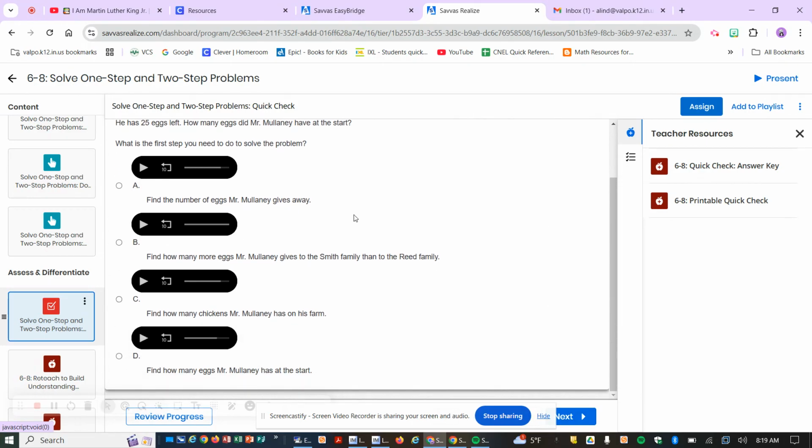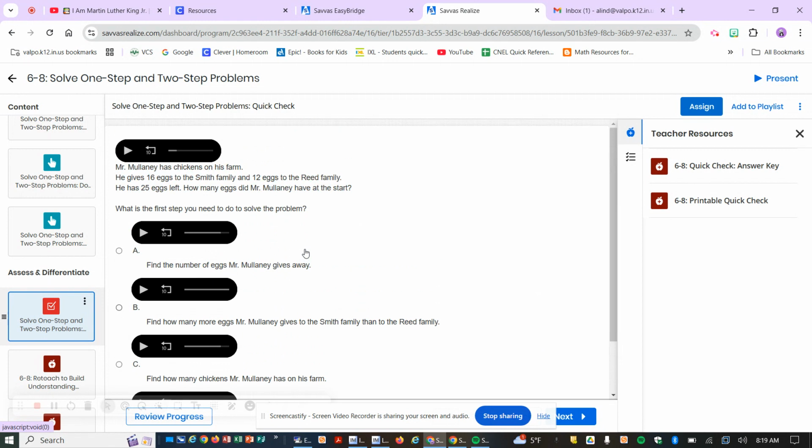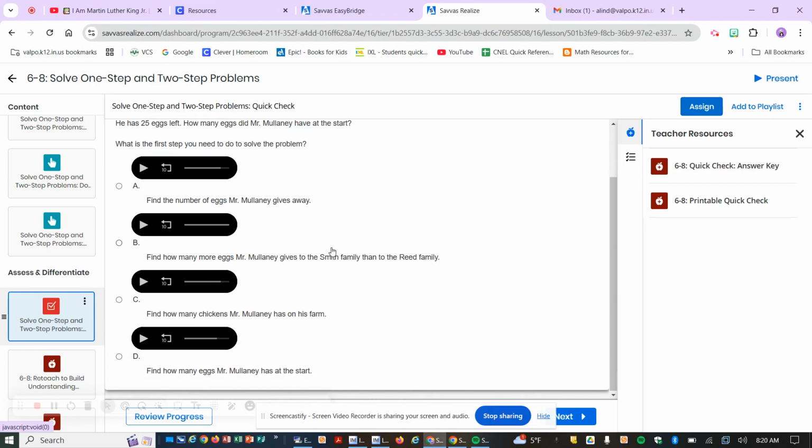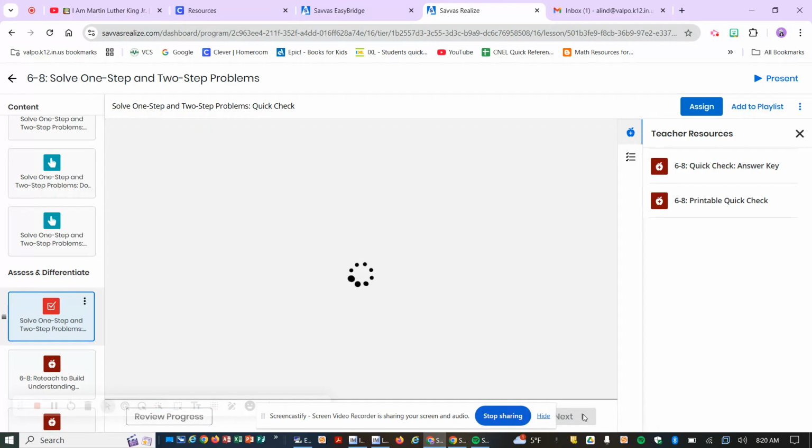That's how many he gave away. Then we need to add the 25 that he has left, and that will tell us how many he had at the start. So, we need to find how many Mr. Mullaney has at the start. Read these choices carefully and pick the best answer.